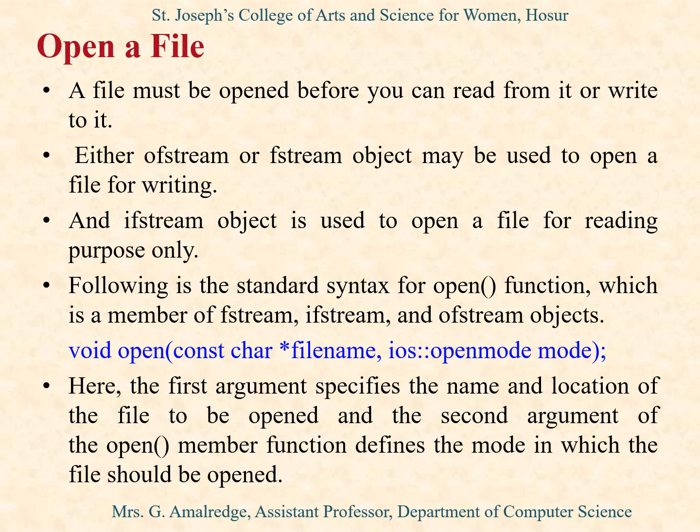Open a file. A file must be opened before you can read from it or write to it. Either an ofstream or fstream object may be used to open a file for writing, and an ifstream object is used to open a file for reading. This is the standard syntax for the open function. In this, the first argument specifies the name and location of the file to be opened, and the second argument defines the mode in which the file should be opened.